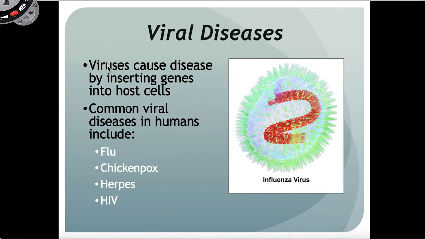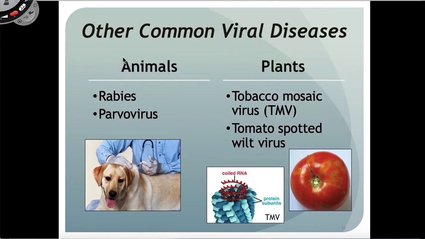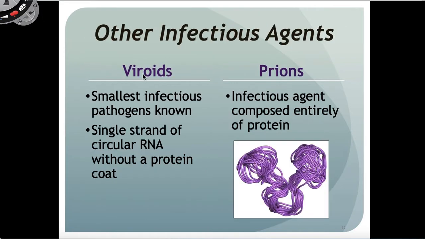So viruses cause disease, and we know that from common viruses like the flu, chickenpox, herpes, and HIV. And these are viruses that infect humans. But there are other viruses, like I was saying before, that can infect plants, like the tobacco mosaic virus or the tomato spotted wilt virus. And then there's other viruses that will only infect certain types of animals. So we know that rabies and parvovirus will infect dogs.